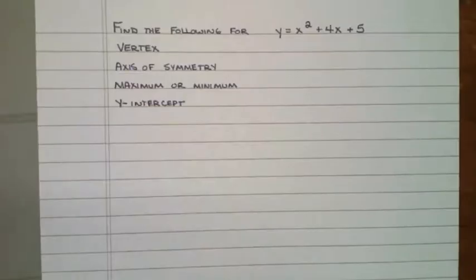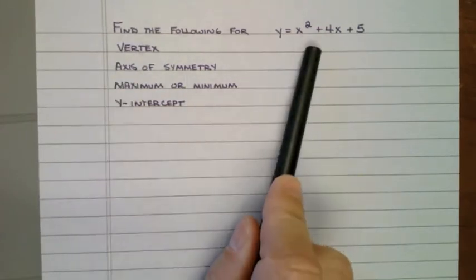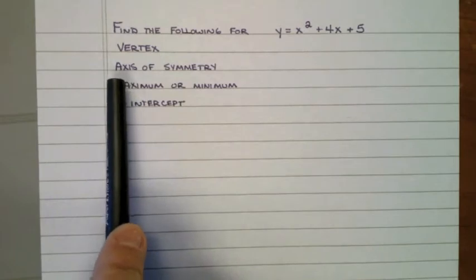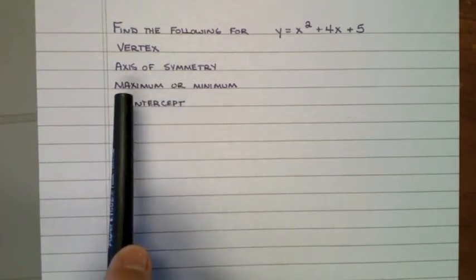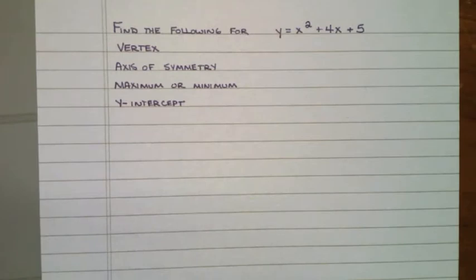In this video, we're going to review how to find the vertex of a quadratic function, but we're also going to go over how to find the axis of symmetry, find the maximum and minimum, and find the y-intercept. So the first thing we're going to do is find the vertex. Once we find the vertex, finding the others, like the axis of symmetry and the maximum and minimum, is going to be pretty easy. The y-intercept is also fairly easy to find. So let's start by finding the vertex.